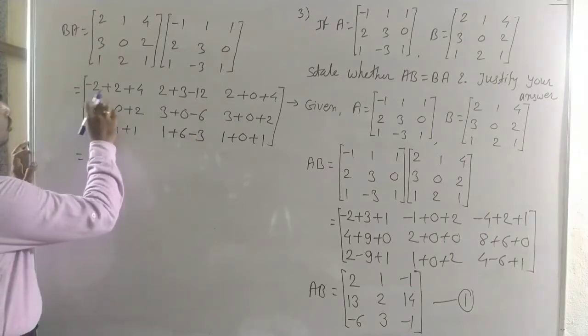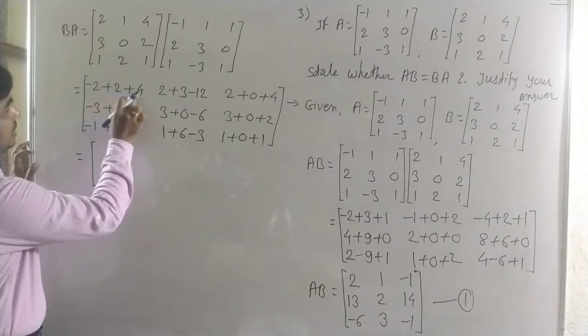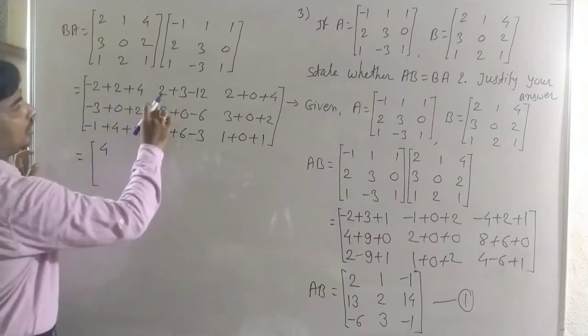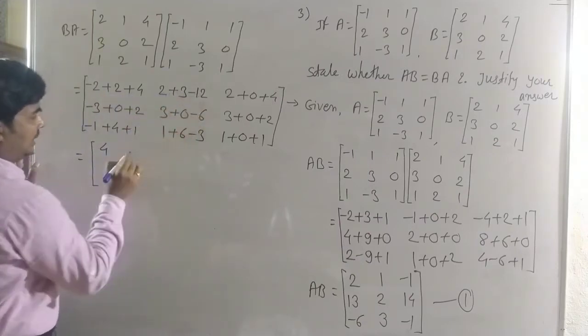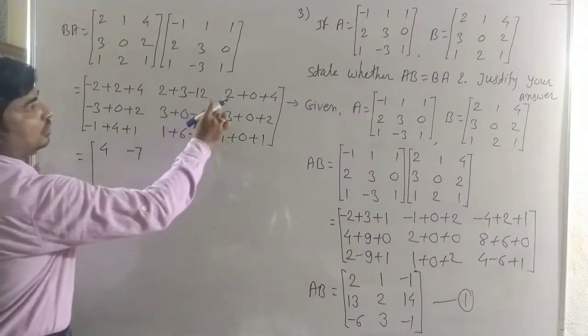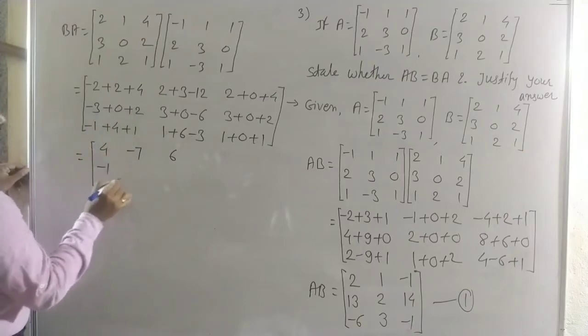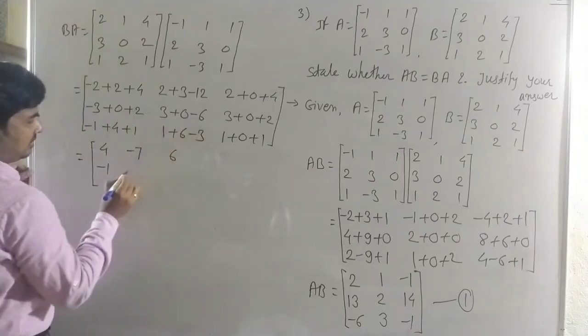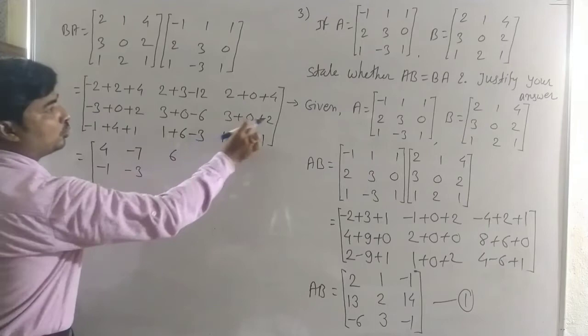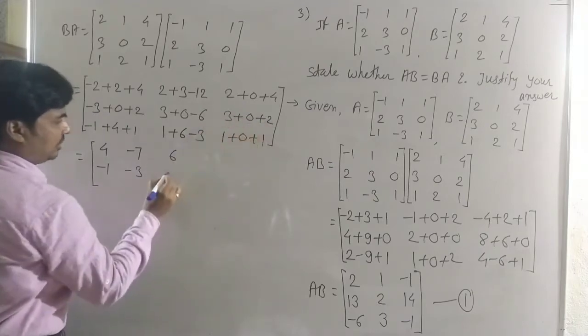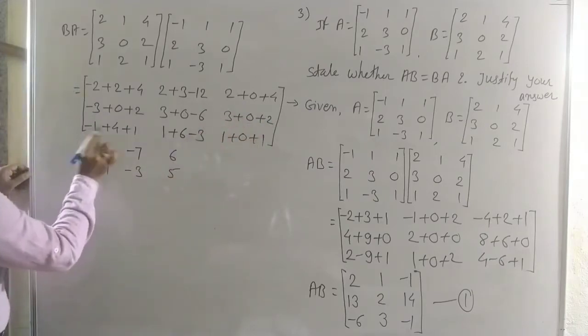Here 2 minus 2 plus 2 get cancelled. Here it is a 4. Then here 5 minus 12, it is a minus 7. 2 plus 4, it is a 6. Minus 3 plus 2, it is a minus 1. 3 minus 6, it is a minus 3. 3 plus 2, it is a 5. 1 minus 1 get cancelled.